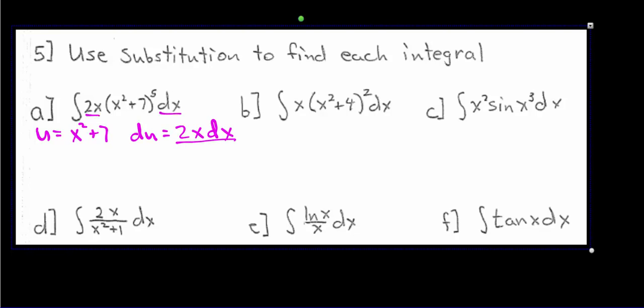There's 2x dx. So I can immediately rewrite this as just u to the 5th, because I replaced 2x dx with just du. And of course, x squared plus 7 I replace with u. So this is going to be 1/6 u to the 6th. And when we're dealing with indefinite integrals, we put the plus c, the constant, because there are an infinite number of antiderivatives and they all differ by a constant.